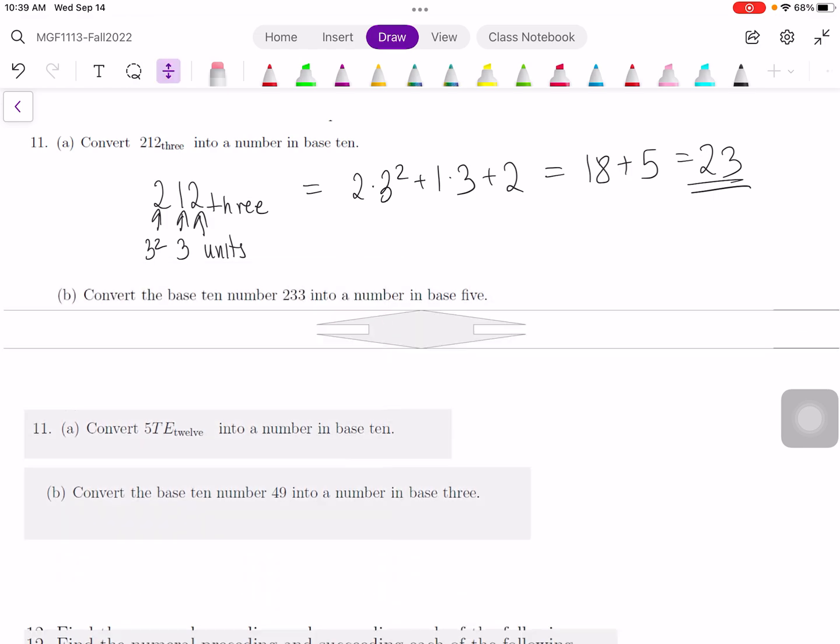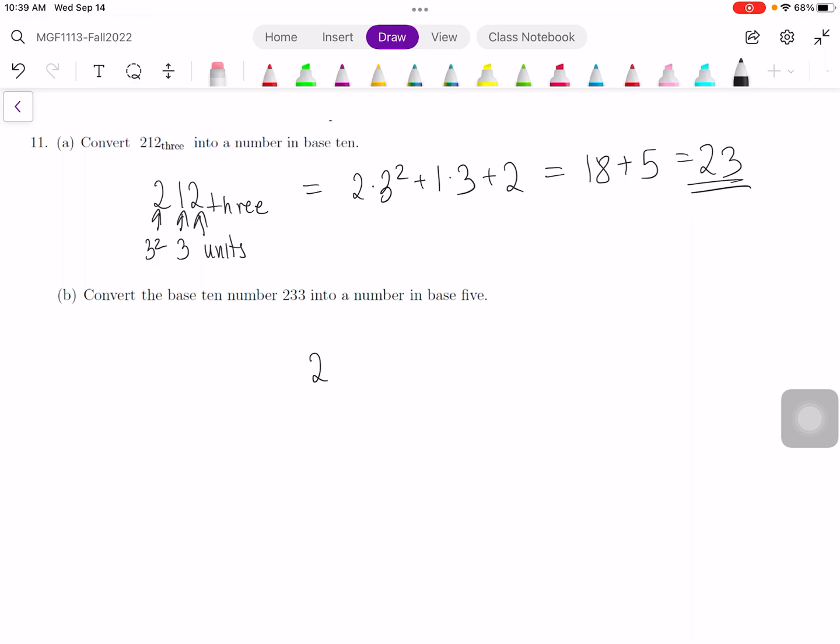So now the other way around. I'm giving the number in our base 10, and I need to convert to base 5. So I'll be dividing by 5, and you might want to use a calculator for that if you don't see it. So how many times 5 fits into 233?